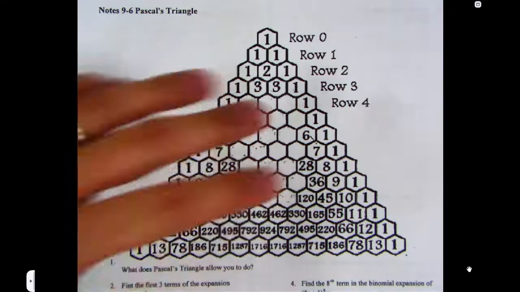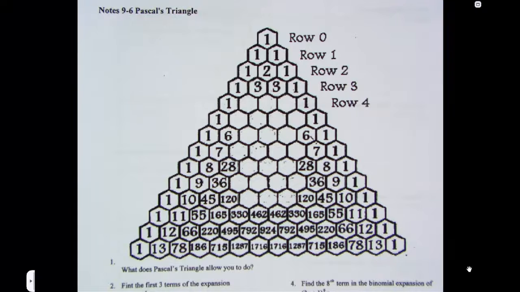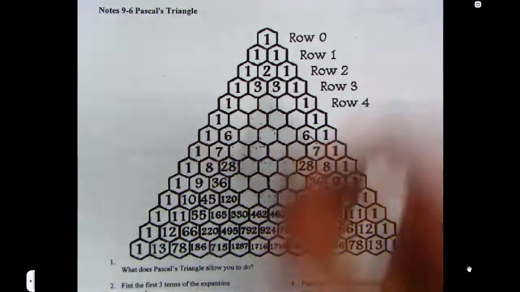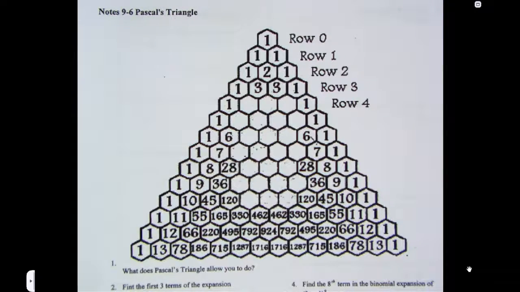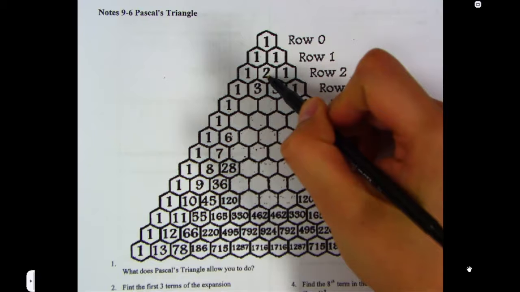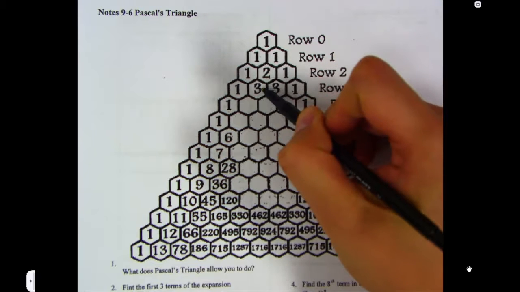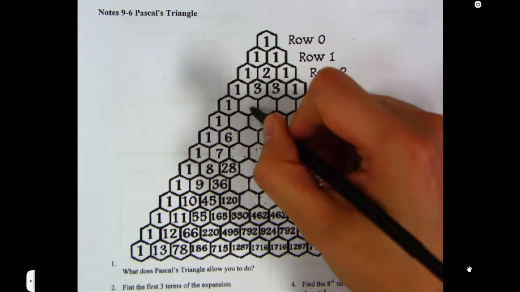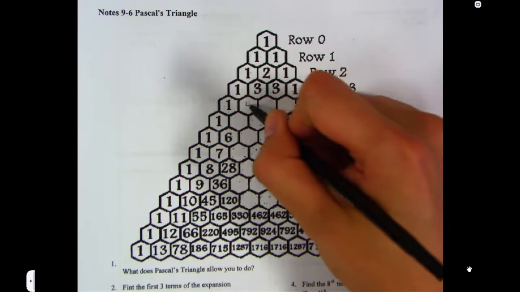Okay, so if you look at this triangle, you're going to figure out a pattern. Do you know how they got 2 here? They got 1 plus 1, which is 2. Do you know how they got 3 here? 2 plus 1 is 3. So how do you think I'm going to get this number? 3 plus 1 is 4.